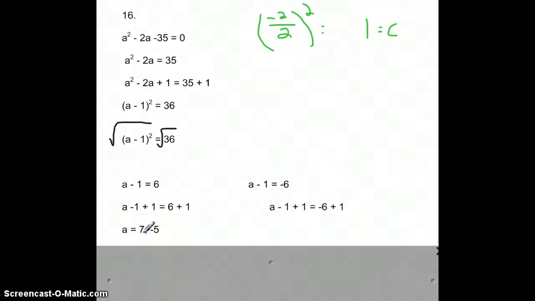So again, those are your two x-intercepts. If we graphed this parabola, these would be our x-intercepts. Alright?